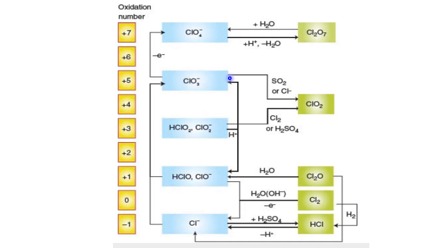ClO3- can be used to make ClO2 gas that can be used for sanitizing properties. Further oxidation of chlorate, usually by electrolysis, results in perchlorate, the highest oxidation number for chlorine. From perchlorates, you can make Cl2O7.